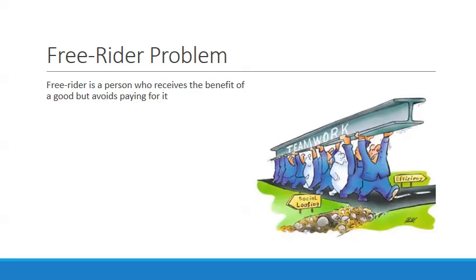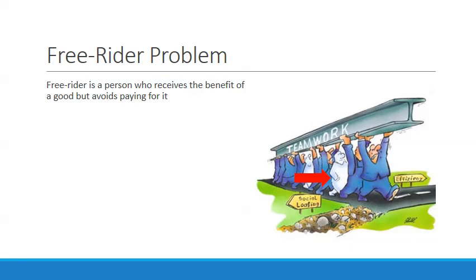So when we look at the free rider problem, a free rider is a person who receives the benefit of a good but avoids paying for it. When we talk about public goods, everybody can access them. It doesn't matter if they pay or not. It's like in this picture of teamwork, where you notice these two guys in white with their hands in their pockets. They're going to receive the benefit of this teamwork, even though they did nothing to help.